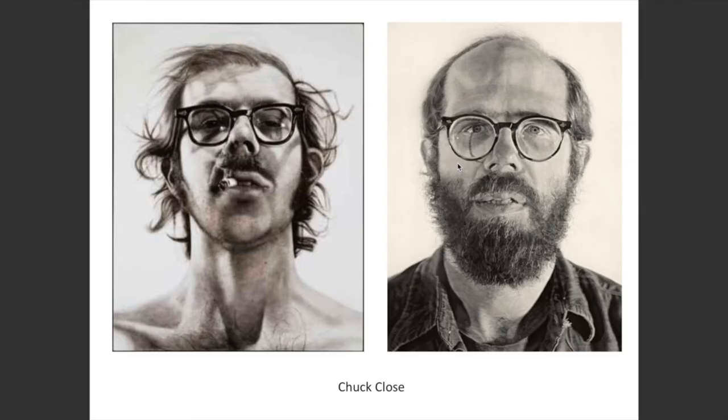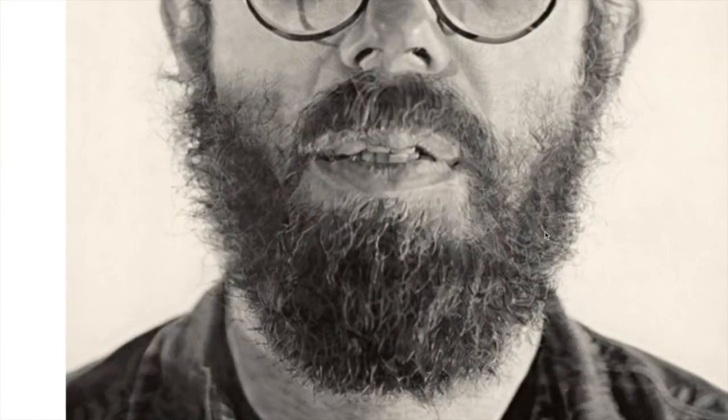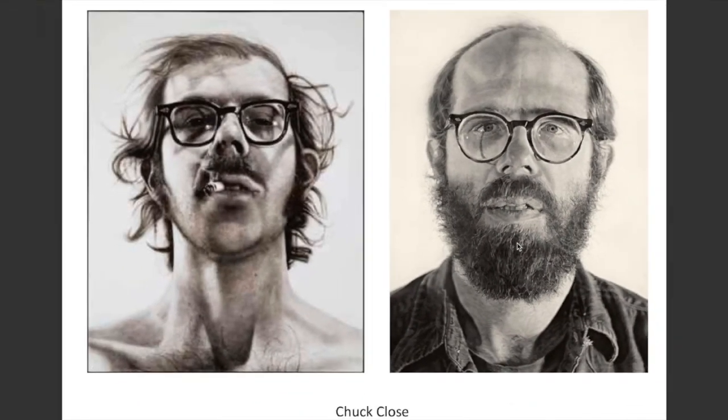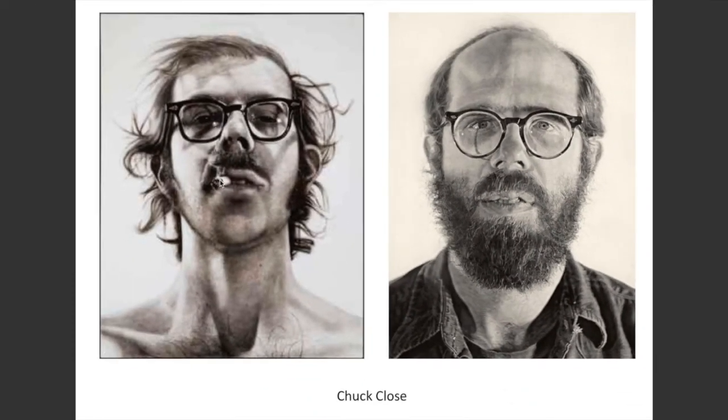So these are two portraits by Chuck Close. And Chuck Close is a photorealistic painter, which means he makes paintings that look photographic, and they're done from photographic reference. And they're done very large. They're about 6 feet tall. And they're done in this very detailed style. One of them is a younger man, and one of them is perhaps a middle-aged man.